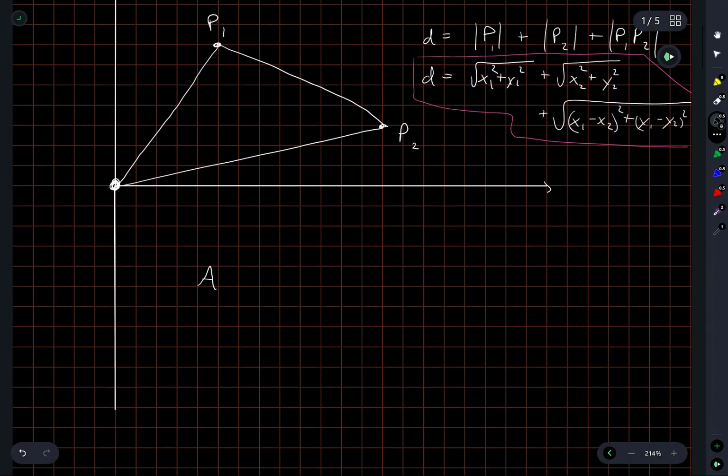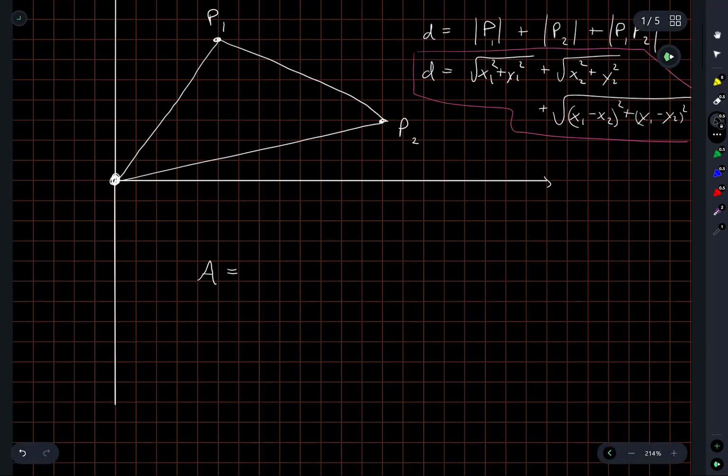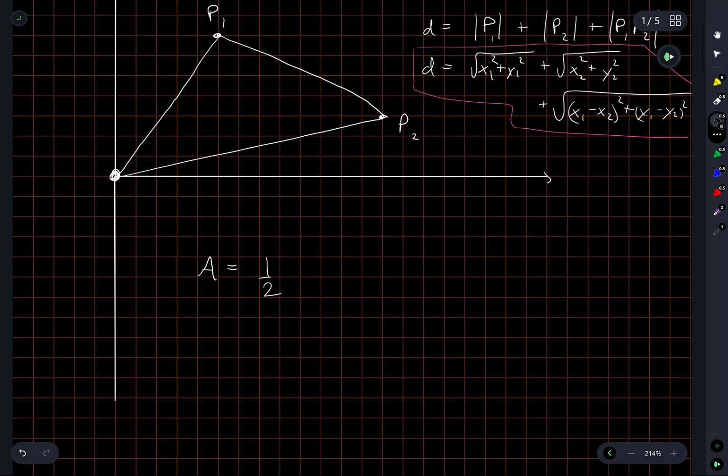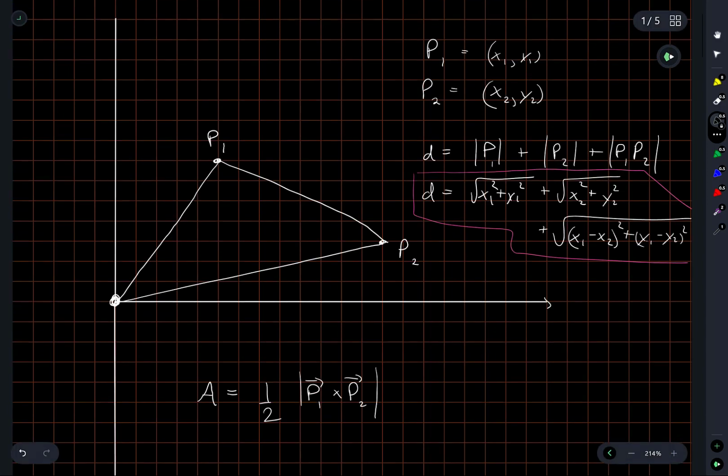And the area of my triangle, if I remember correctly, I'm given the vectors or the points, however you want to think about them, P1 and P2. I think the area of the triangle is a half times the magnitude of the cross product. You have to think of P1 and P2 as existing in 3 dimensions here, but just add a third coordinate of 0.